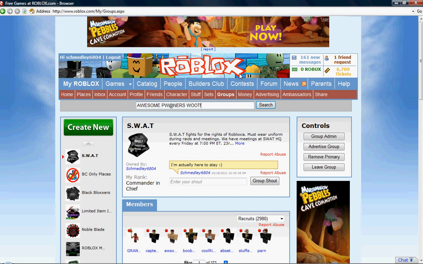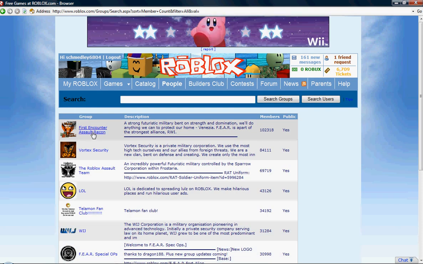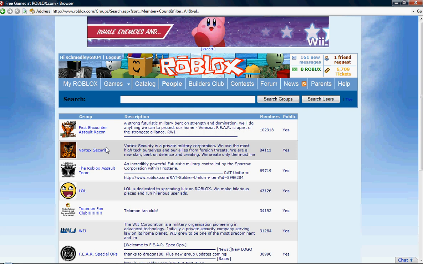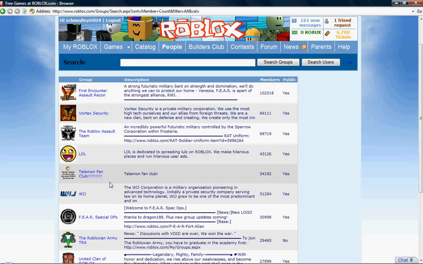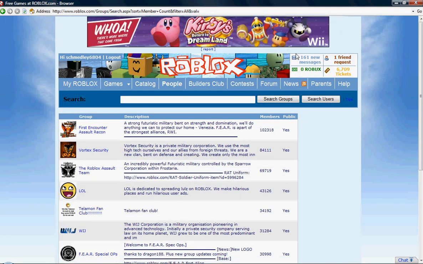The more popular groups have more real proper names, should I say, and so it pretty much says that you don't take it seriously. You could just go into people and search groups to see what kind of names I'm talking about, like First Encounter Assault Recon, Vortex Security, the Robloxian Army, TRA, the United Clan of Roblox. You want to have a good name. That's very important.